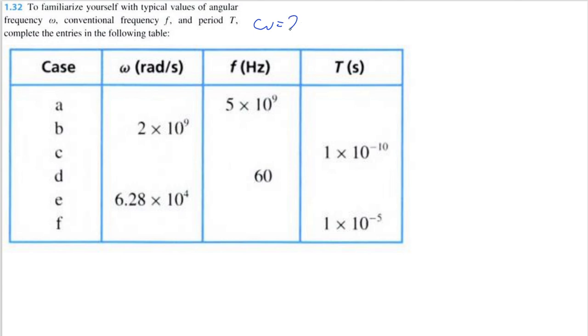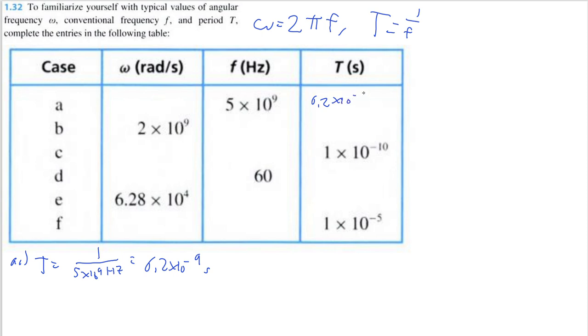So omega is equal to 2 pi times the conventional frequency, and our period is equal to 1 divided by frequency. So let's start with case A. We have frequency, so we can calculate T is equal to 1 divided by 5 times 10 to the power of 9 hertz. That is equal to 0.2 times 10 to the negative 9 seconds. And I'm just going to start writing the values in the table.